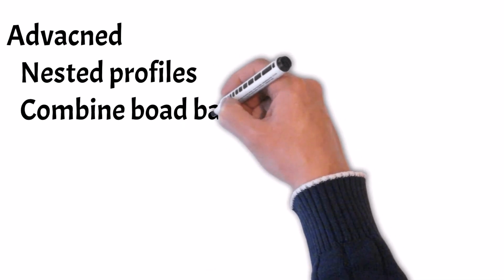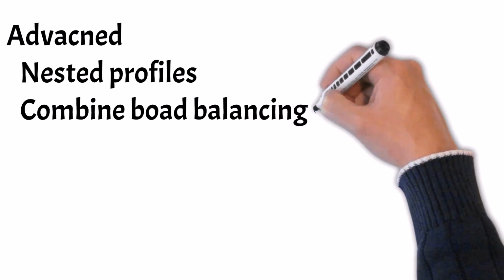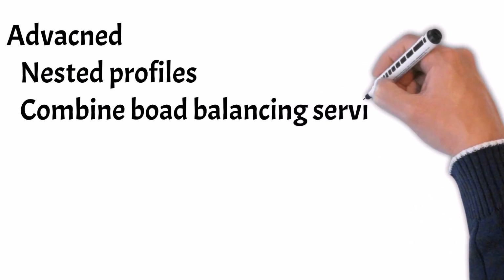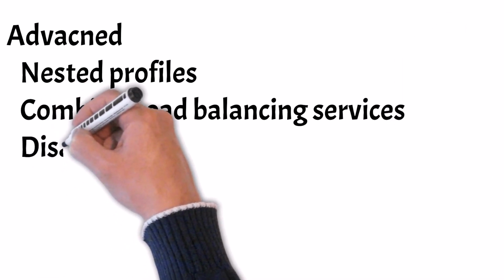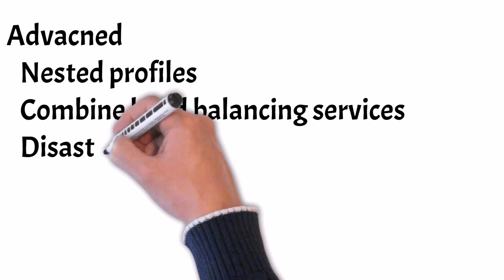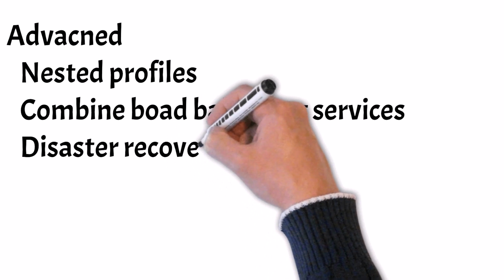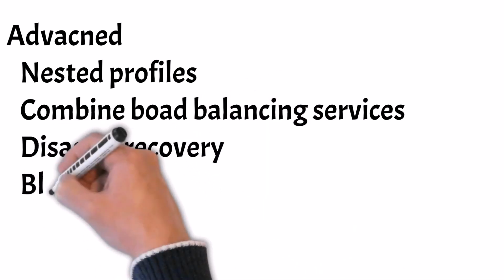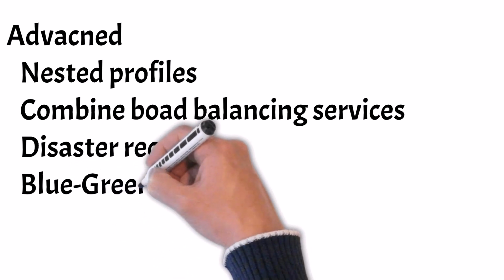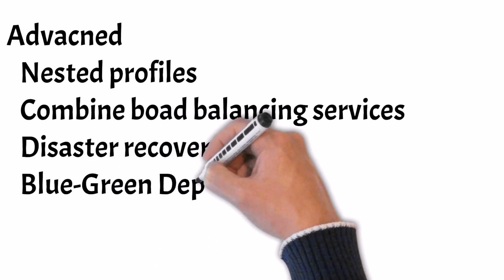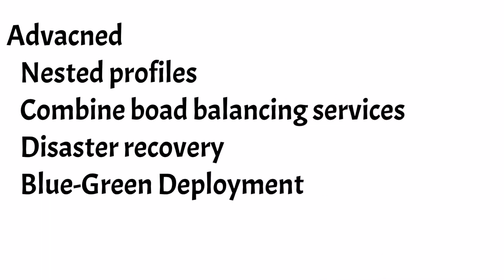Then we will talk about how we can combine different load balancing services in one architecture. As I mentioned before, Azure Load Balancing Services has 4 services. And in a complex architecture, you will find yourself needing to combine multiple load balancing services in one architecture. So we are going to see how we can combine these different load balancing services and make them work in harmony. Then we are going to talk about disaster recovery and blue-green deployments using Traffic Manager.